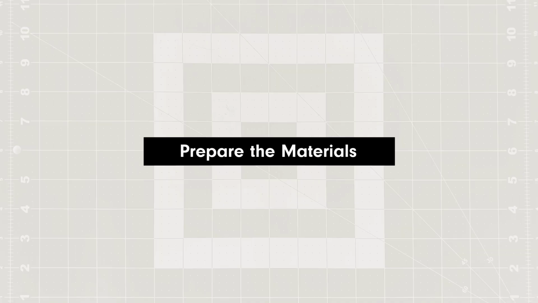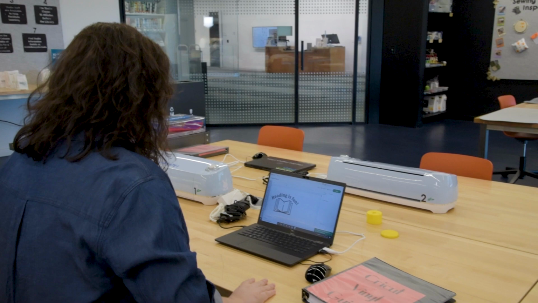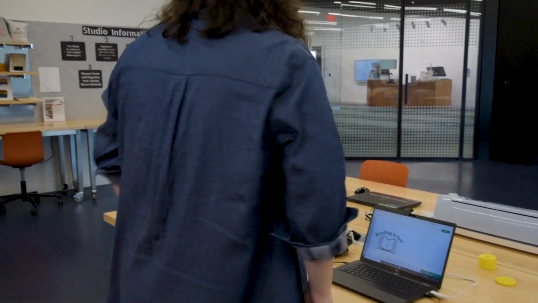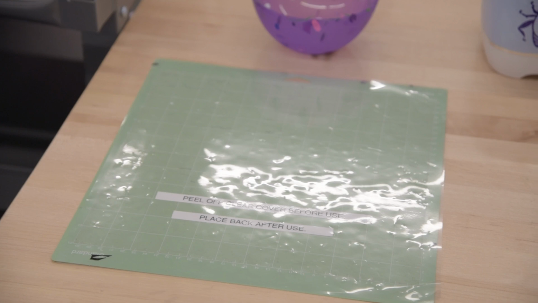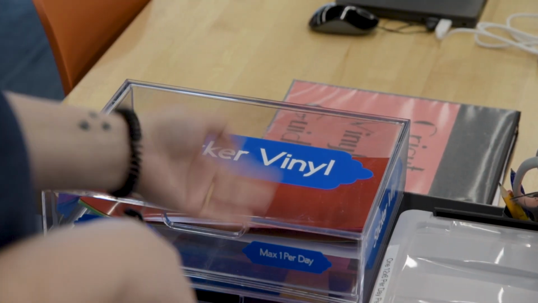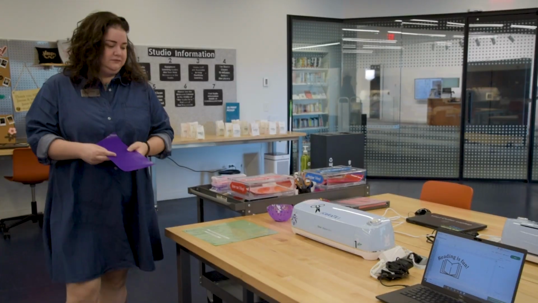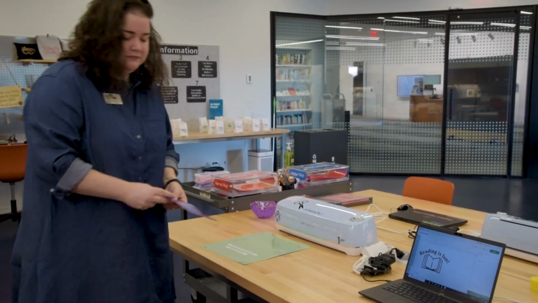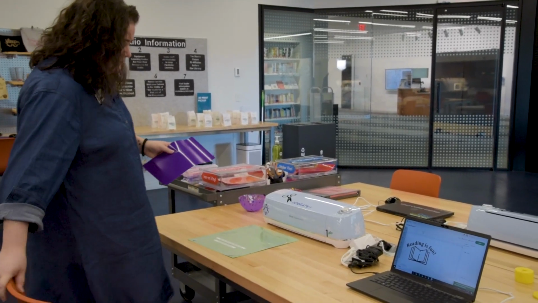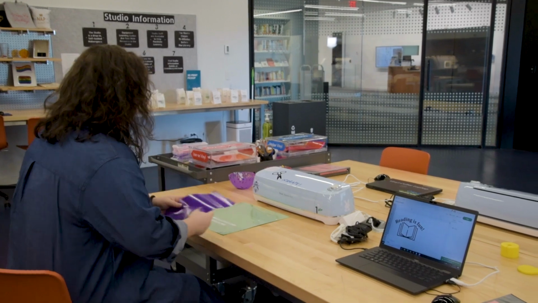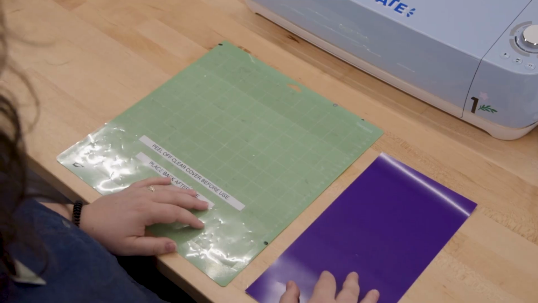Now that our objects are ready to be sent to the machine, we need to set up the materials to send through the machine. First, I will show you how to set up the mat and load the machine with the sticker vinyl. You can find a green sticky mat located next to each of the vinyl cutters. The mat size is 12 inches by 12 inches. There is a clear covering on top of each sticky mat, which is used to prevent the dust and other particles from sticking to it when the mat is not actively in use.